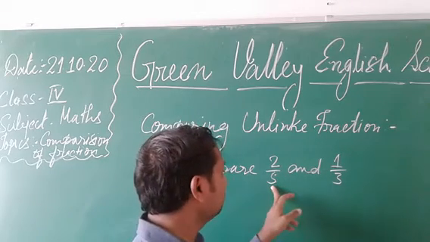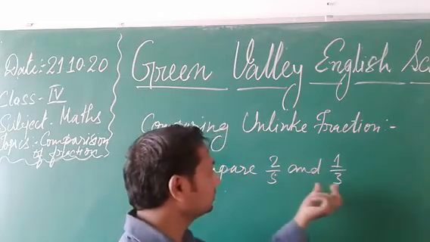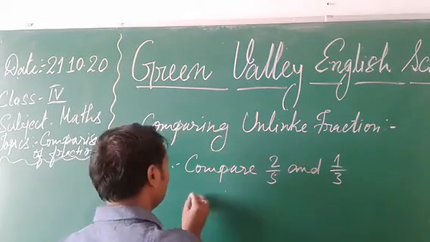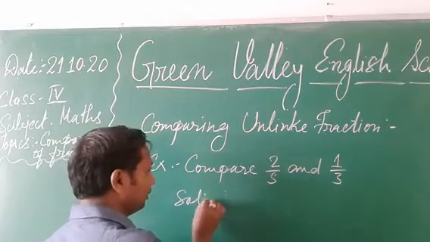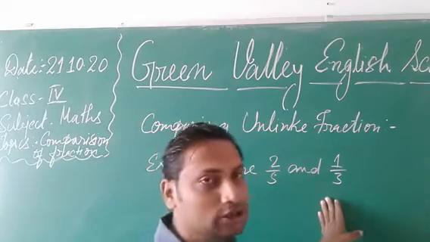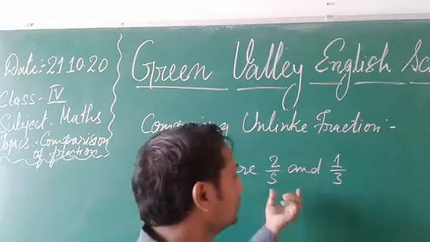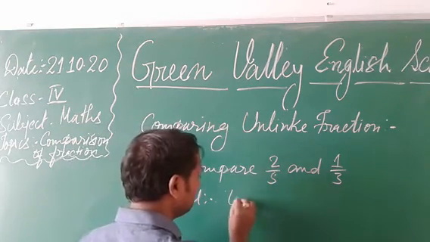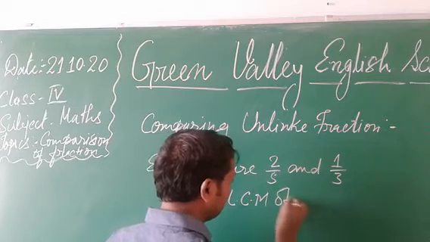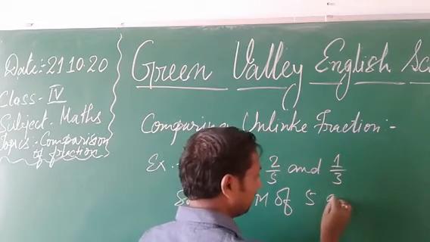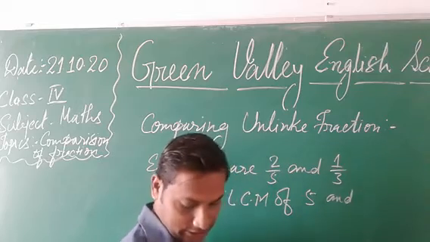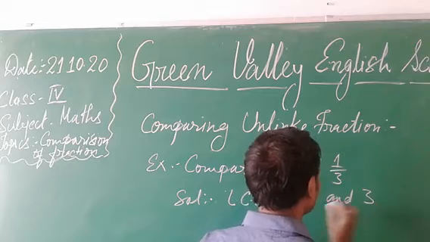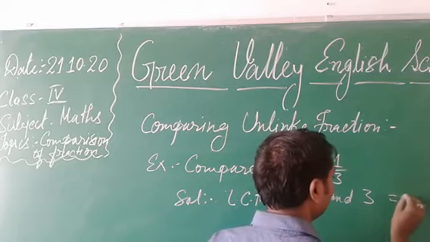The first fraction has the denominator 5 and the second fraction has the denominator 3. So first of all, to compare them, we convert these fractions into like fractions. We make their denominators the same. For making the denominator the same, first of all we take the LCM of 5 and 3. So the LCM of 5 and 3 will be equal to 15.